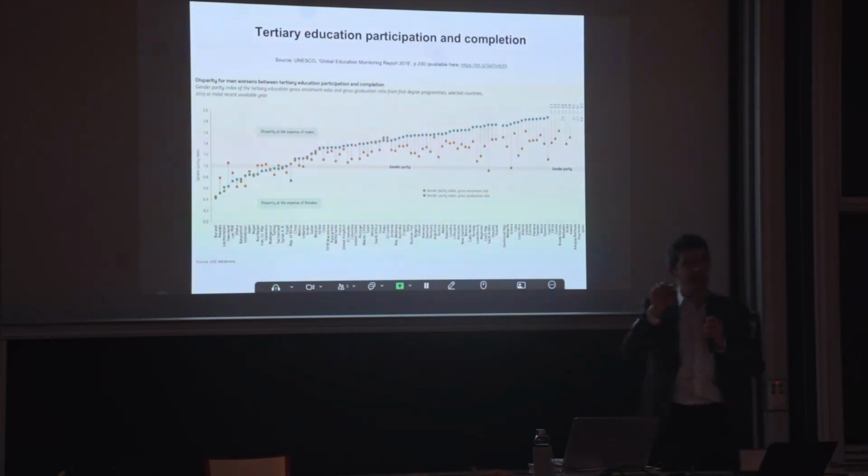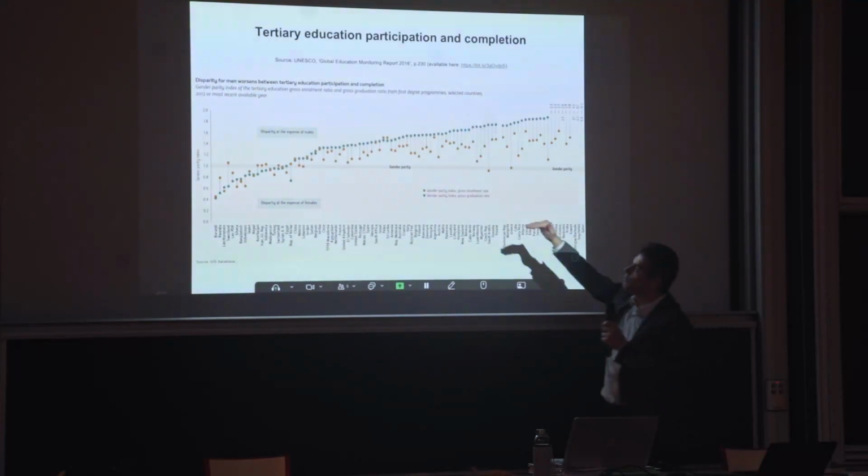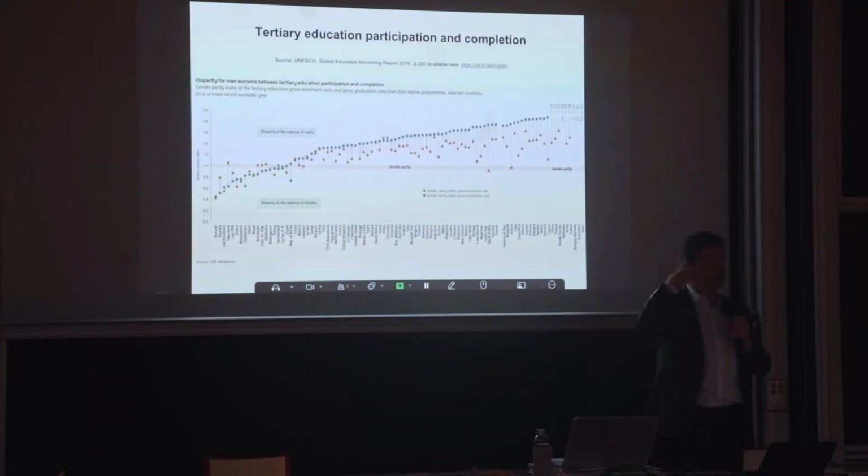And what is interesting is that we are talking not only about registration, but about graduation. In graduation, the gap is even more important. So females are even more successful at graduating in higher education than males in most of these countries. So not only are they more important in numbers, they are more successful.